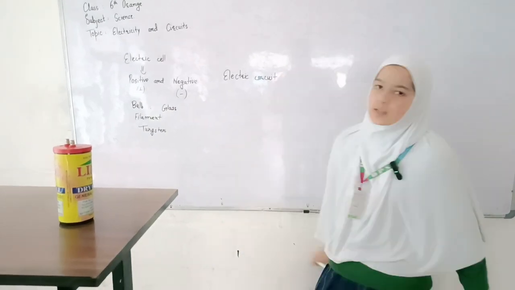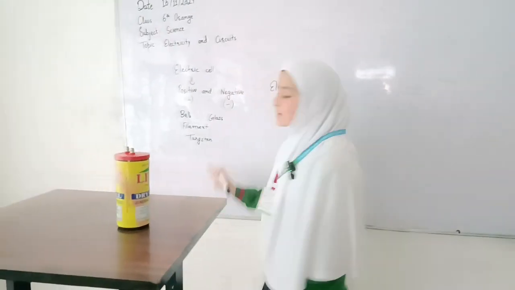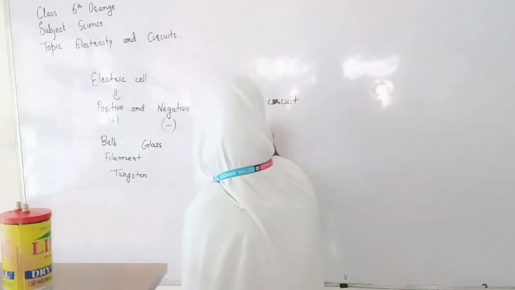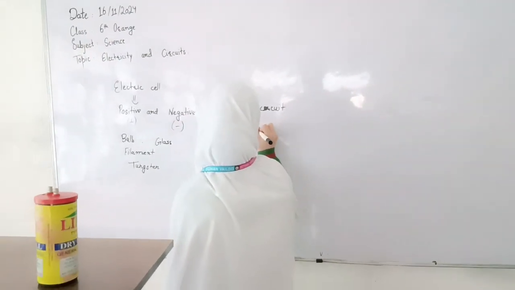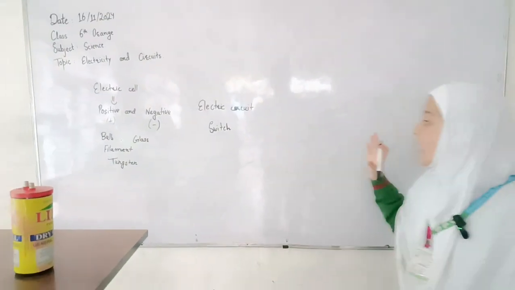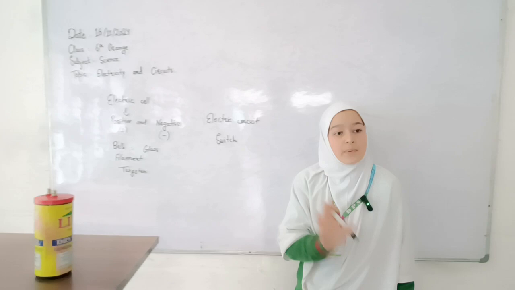You can make a simple electric circuit with the help of an electric cell and an electric bulb. And now comes the switch. What is the purpose of an electric switch? The purpose of an electric switch is to complete or break the circuit.